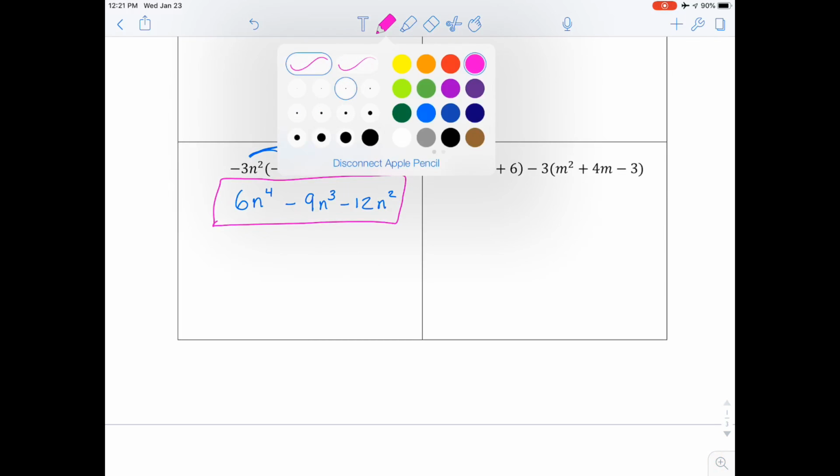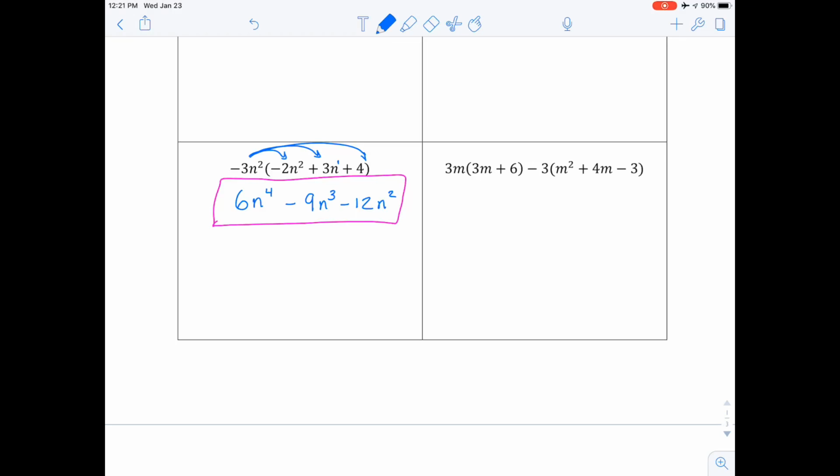All right, and the final example is going to be a little bit different because we have 2 sets of parentheses. So how many times do we need to distribute? We need to distribute twice. So I'm going to distribute this one first. So 3m times 3m. 3 times 3 is 9. M times m, remember those have exponents of 1. That becomes m squared. 1 plus 1 is 2. Then 3m times 6. 3 times 6 is 18. And I'm distributing that m to it, so it's got to come with it.